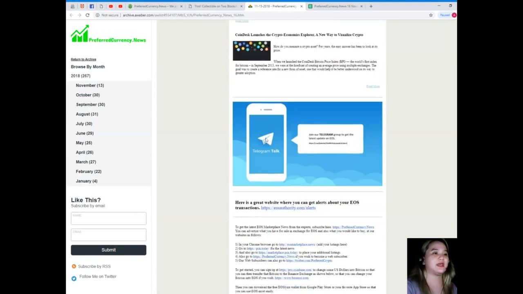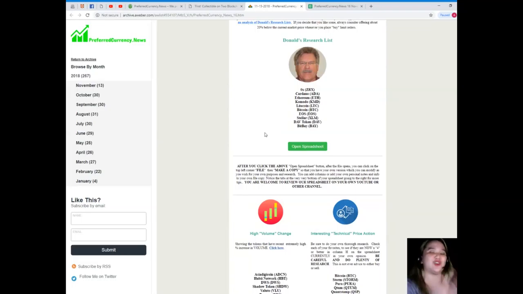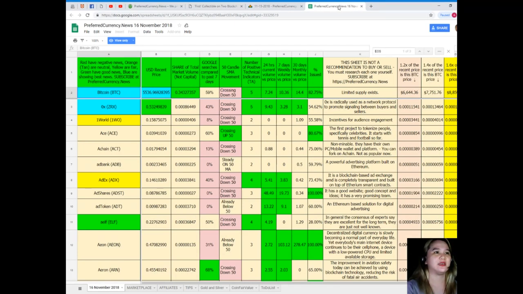All right, so guys, I want to show you the Dauntless Research List. Let me tell you, it's not available anywhere else on the internet, only here at preferredcurrency.news. So why am I talking about this? How important is this? I'll show you. Here, this is the Dauntless Research List. It is just a spreadsheet, but it is a spreadsheet with answers to your questions, because it is a complete list of tokens and coins.